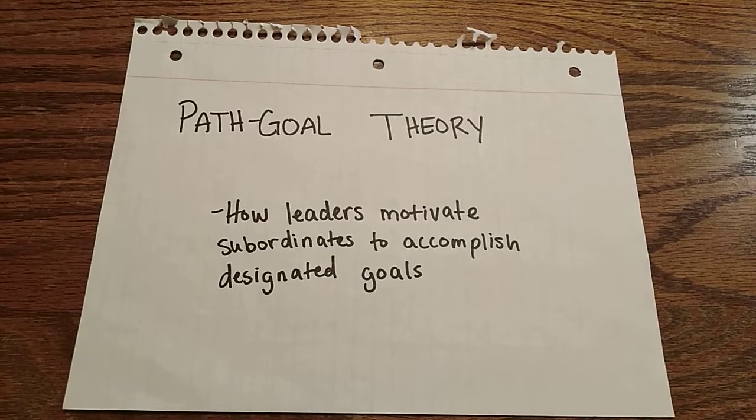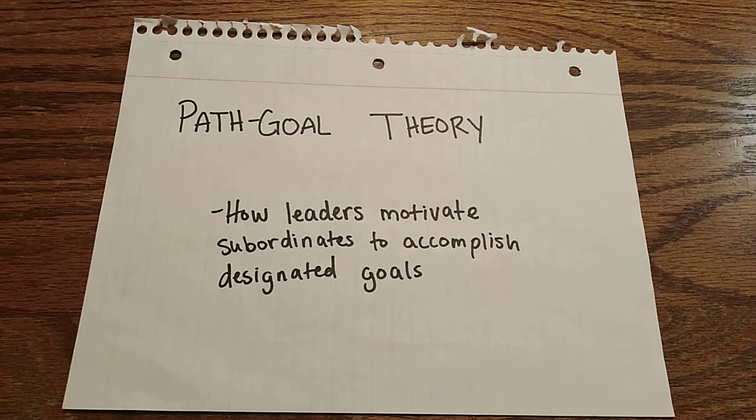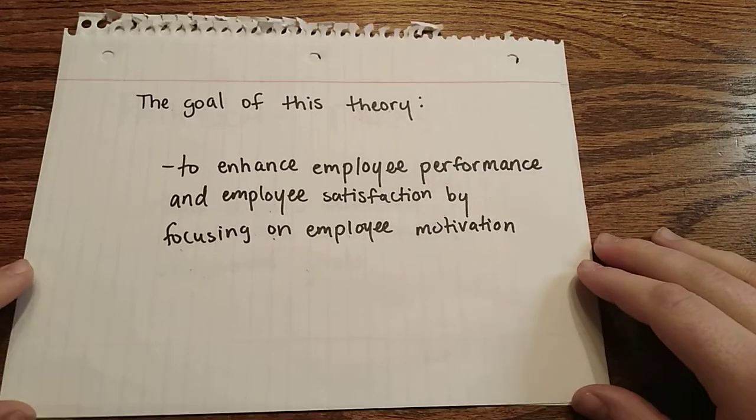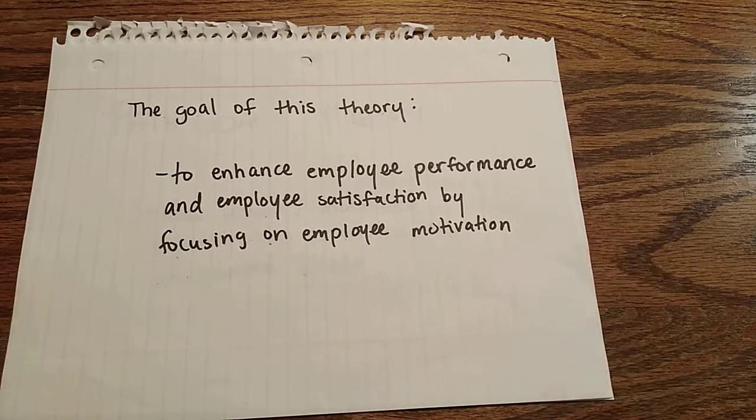This is the path goal theory, which is chapter 7 of these theories. The path goal theory is all about how leaders motivate subordinates to accomplish designated goals. Drawing heavily from research on what motivates employees, path goal theory first appeared in the leadership literature in the early 1970s. The stated goal of this theory is to enhance employee performance and employee satisfaction by focusing on employee motivation.